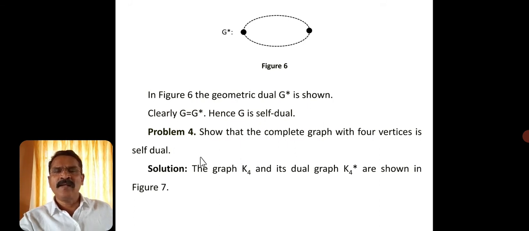So you have to consider a complete graph with 4 vertices, that is K4, find its geometric dual, and show that the resulting graph G star is also a complete graph with 4 vertices. You already know the complete graph K4 is a maximal planar graph. What do you mean by a maximal planar graph? A maximal planar graph is also a planar graph, and in a maximal planar graph, every face is a triangle. That was the observation while discussing maximal planar graphs.